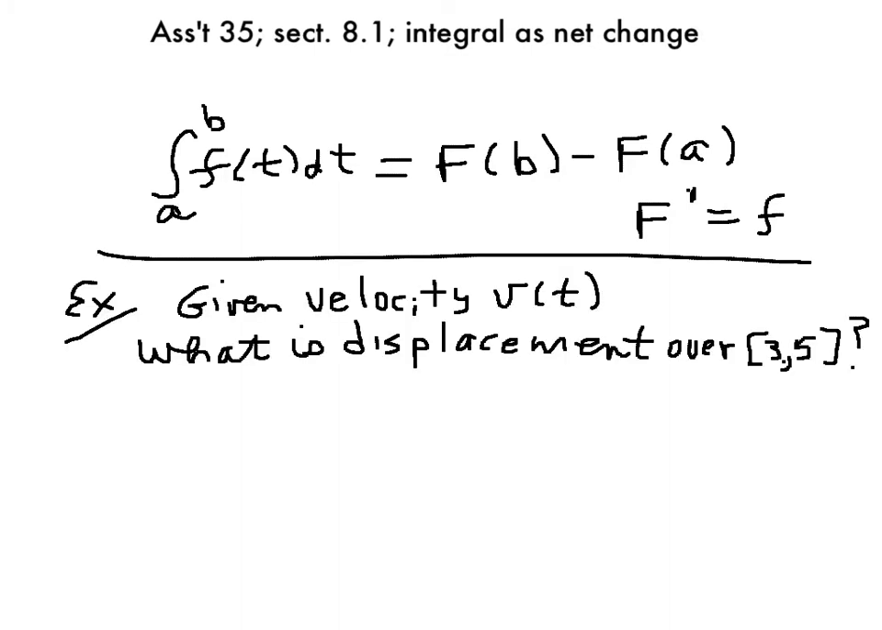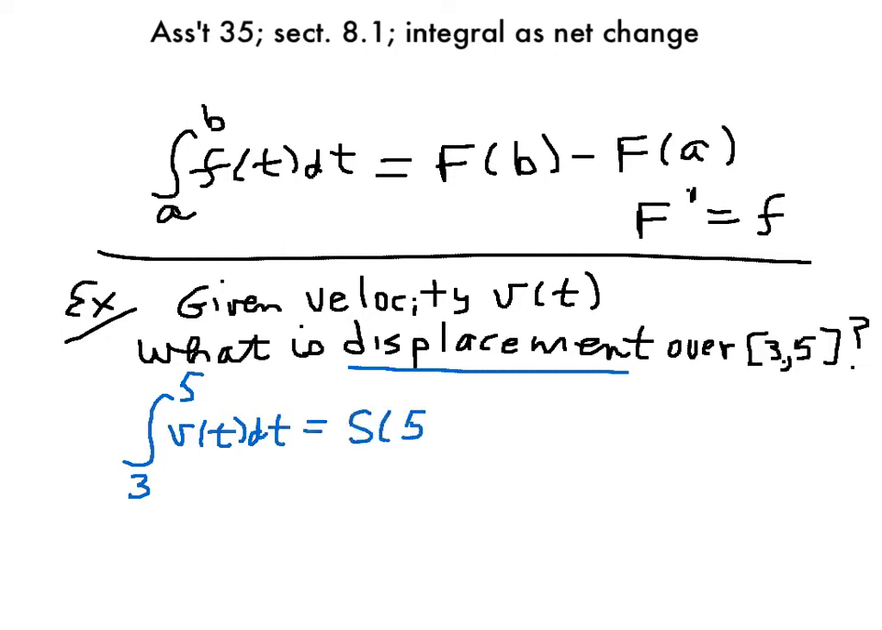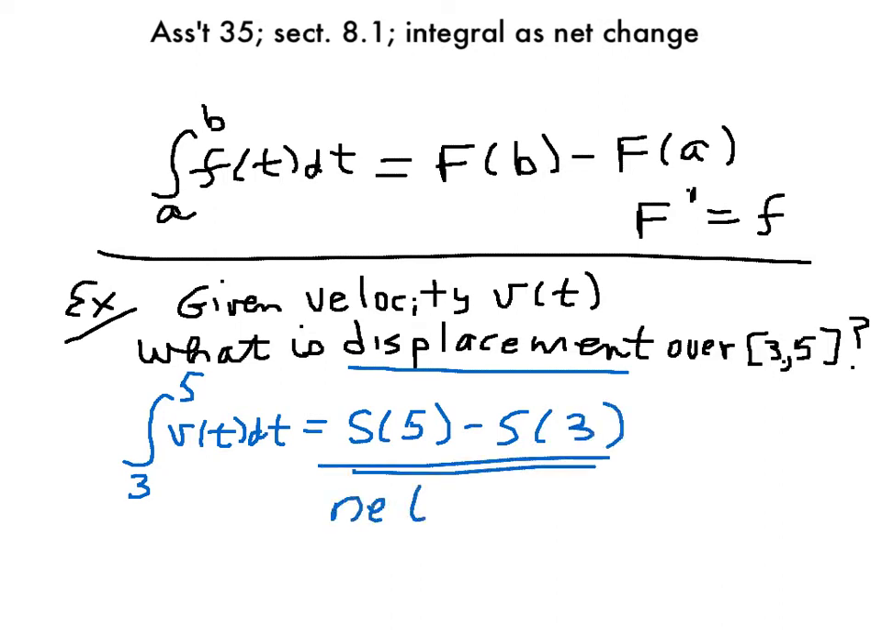Okay, so here's an example. Suppose we're given velocity, which is described as v of t, and the question is, what's the displacement over this interval? So we know that if we integrate velocity from 3 to 5, we get s of 5, the position function, minus s of 3. And right here, this is a net change. This is very similar to examples we have looked at before, and we have already understood that displacement represents the net change in the position.